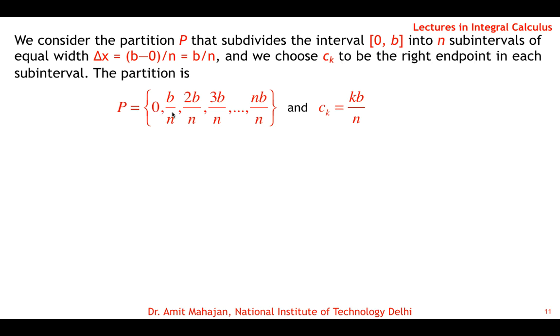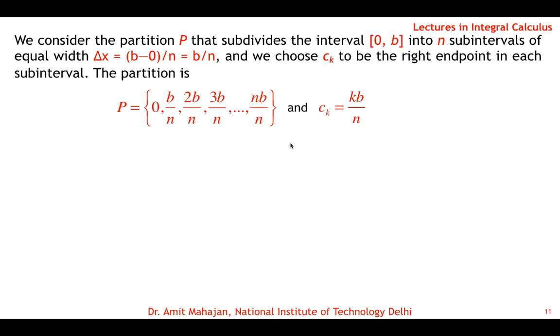We choose ck to be the right endpoint of the subinterval. The first subinterval is 0 to b by n, and its right point is b by n. The second subinterval is b by n to 2b by n, and its right point is 2b by n. The last is (n minus 1)b by n to nb by n, so its endpoint is nb by n. So the point ck in the kth subinterval is kb by n. c1, which is b by n, is in the first subinterval, c2, which is 2b by n, is in the second subinterval, and so on.